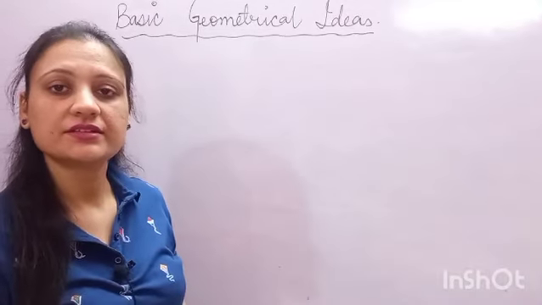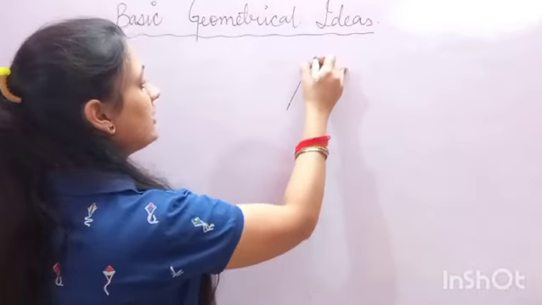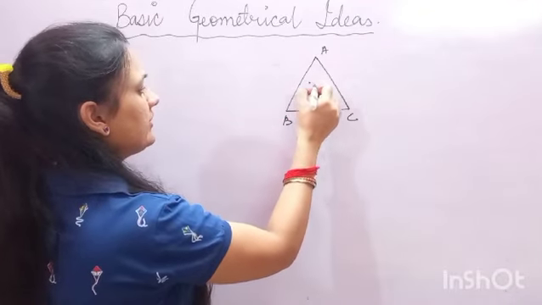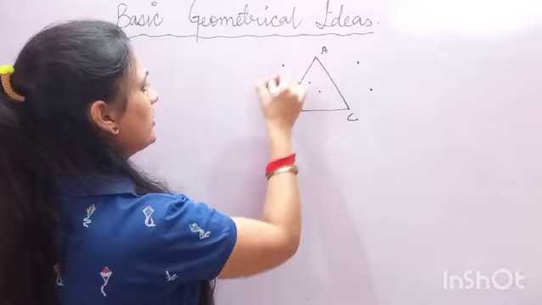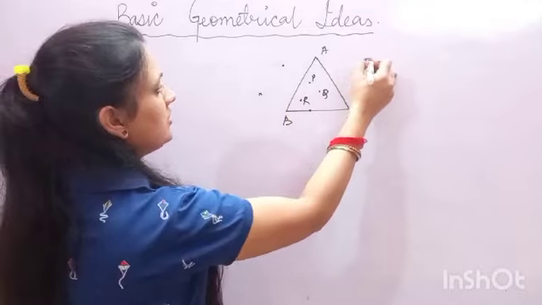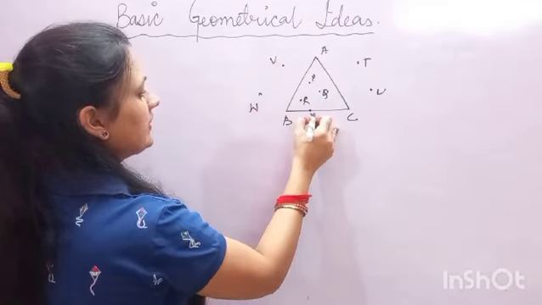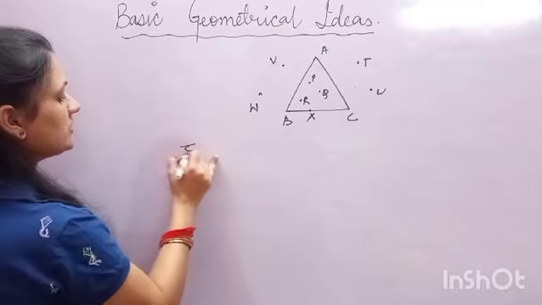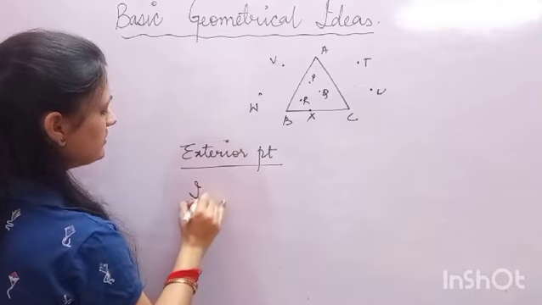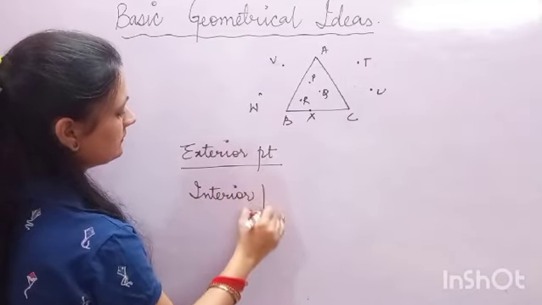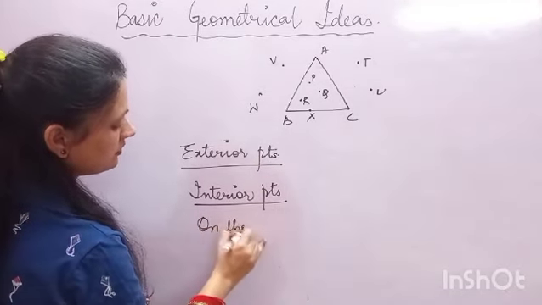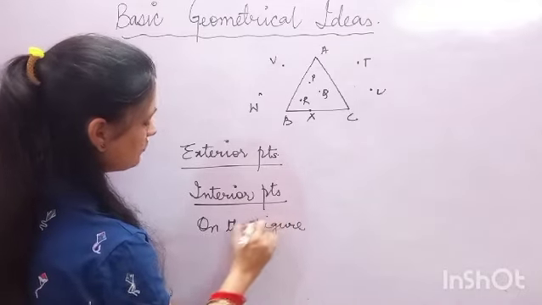Now let's start. Next, we should understand one more thing, very important. Suppose it is a triangle ABC. If I draw some points outside and some points inside, as I have, and some points on the figure, I'll name them P, Q, R, T, U, V, W and X. So if somebody asks you to name the exterior points, interior points and points on the figure.